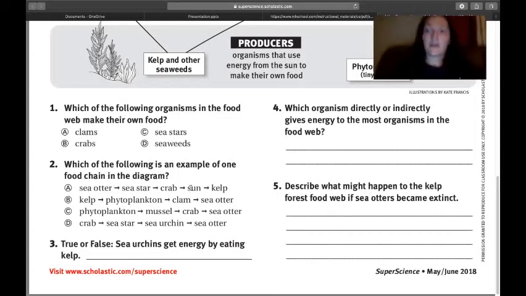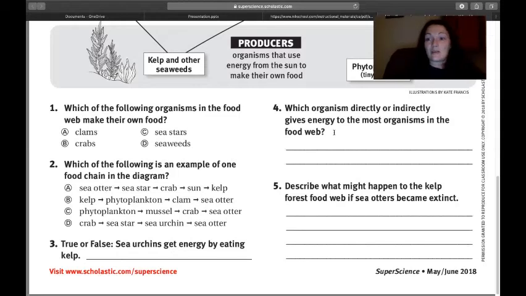Okay, so again, check, go back. Does kelp eat the sun? Does the sun eat the crab? Hint, hint, it doesn't. So do that process of elimination. All right, number 3, true or false? Sea urchins get energy by eating kelp. Number 4, which organism directly or indirectly gives energy to the most organisms in the food web? And number 5, describe what might happen to the kelp forest food web if sea otters became extinct.